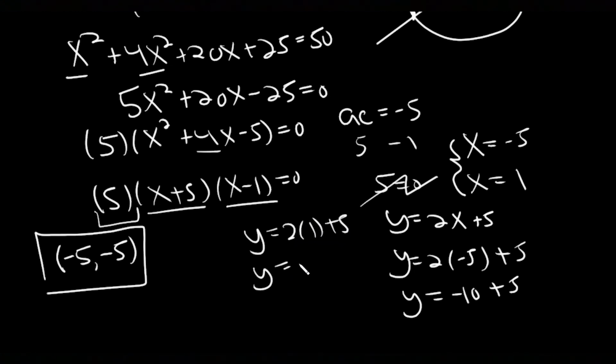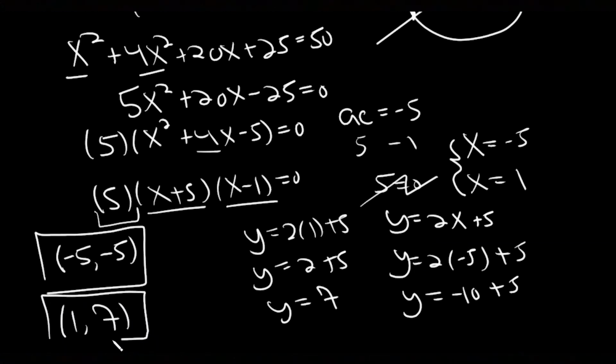So y is equal to 2 plus 5, or y is equal to 7. So again, we plugged in a 1 and we returned a 7. So I'm going to say here as a point, it's going to be (1, 7). Okay, and that's done. Now from here, you're not done, but you did the hardest part.